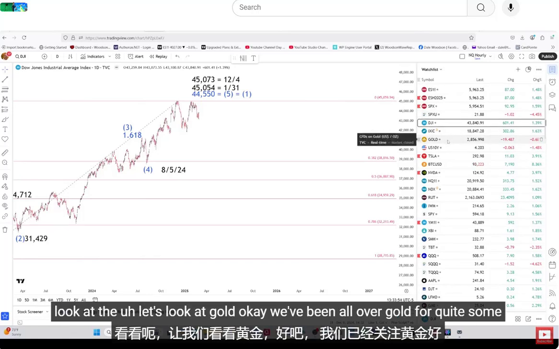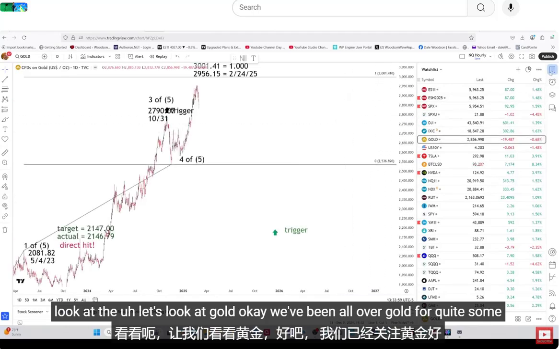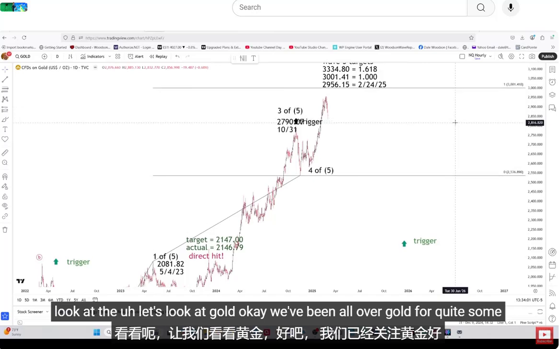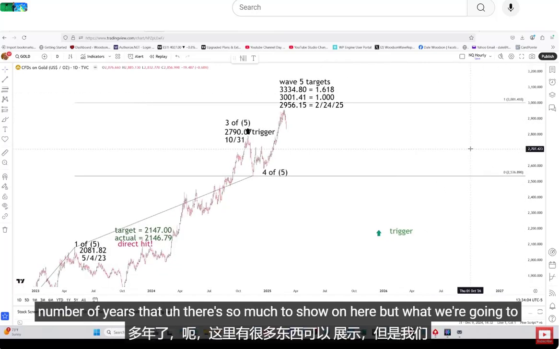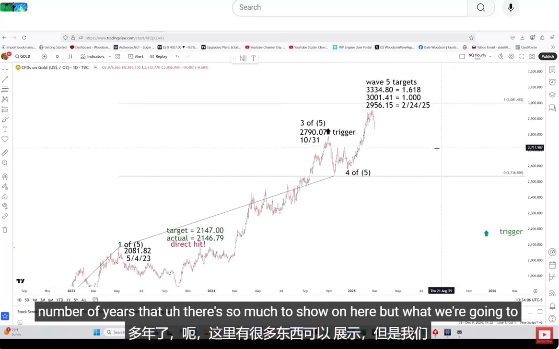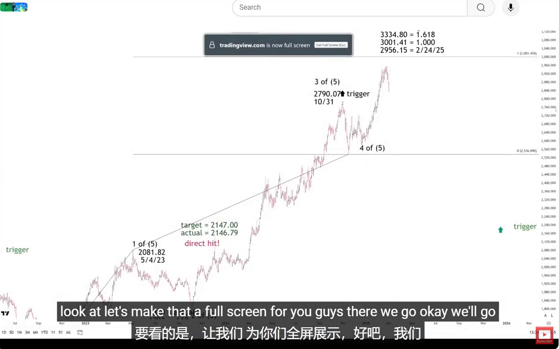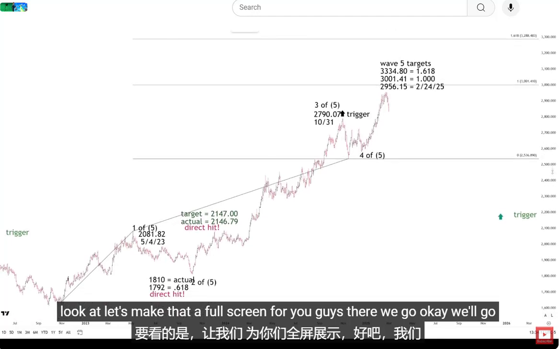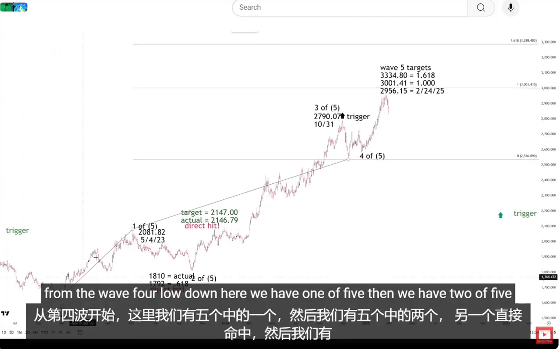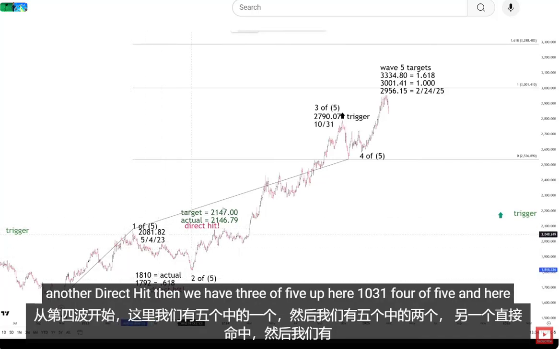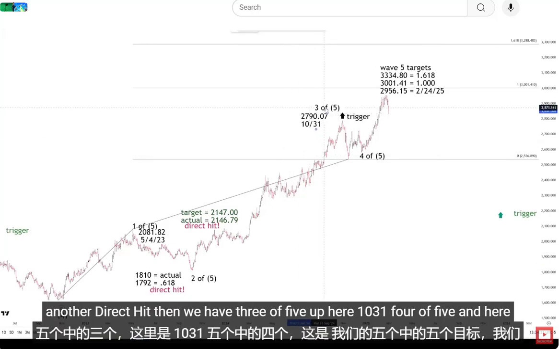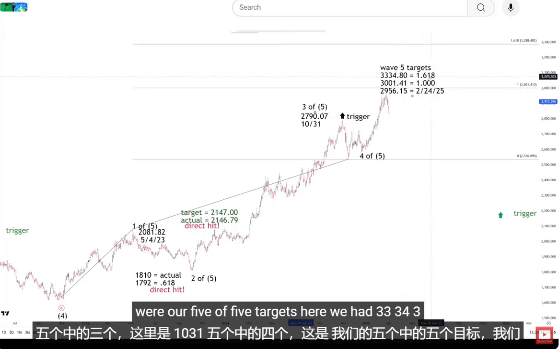Okay, let's look at gold. We've been all over gold for quite some number of years. There's so much to show on here, but let's make that a full screen for you guys. There we go. We'll go from the wave 4 low down here. We have 105, then we have 205, another direct hit, then we have 305 up here on 1031, 405, and here were our 5 of 5 targets here.